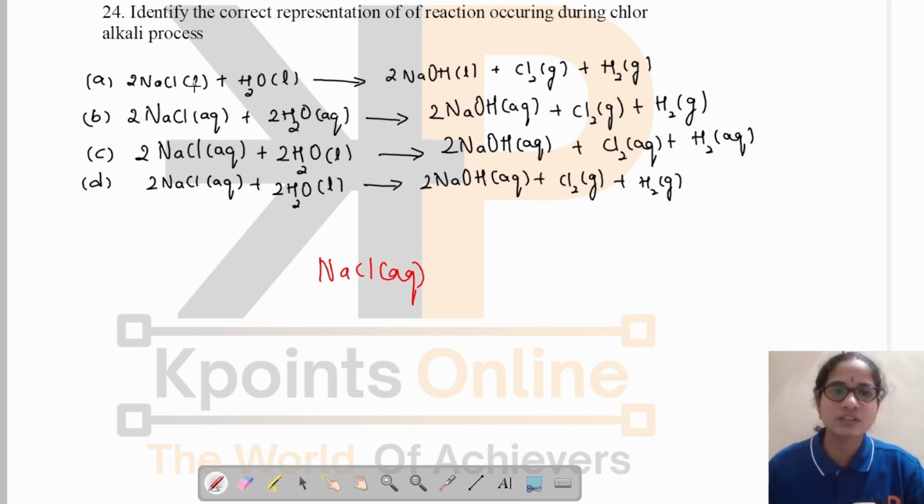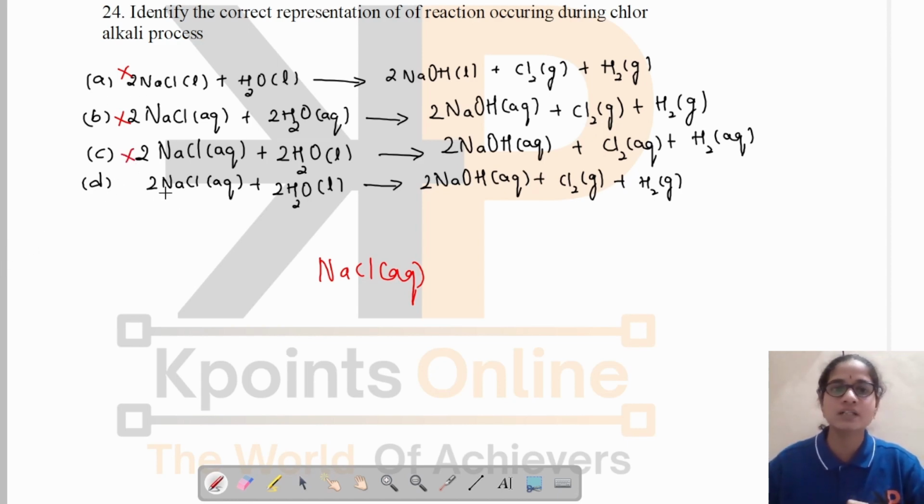Here they have given liquid L, but sodium chloride is an aqueous solution. What we have taken is brine, that is aqueous solution of sodium chloride. This will be wrong. Then this is also not the correct representation of water. We will write L for it, so this is also wrong. Then see option C, sodium chloride aqueous, yes, it is correct. H2O liquid, it is correct. NaOH, that is aqueous solution. Yes. Here chlorine and hydrogen are represented as aqueous, but they are in the form of gas. So this option is also wrong.